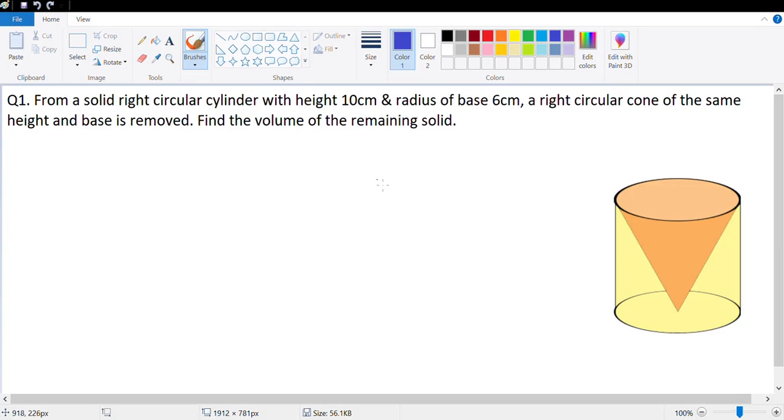Hi guys, let's start the next exercise. Next exercise is exercise 20F. Let's look at the question.